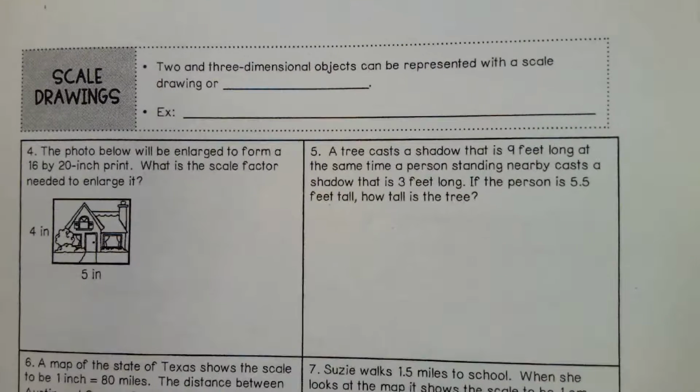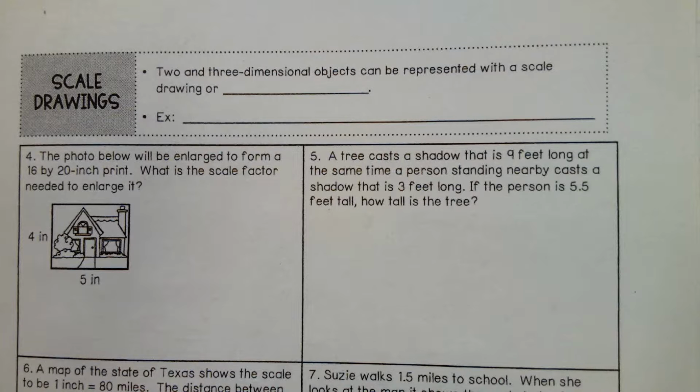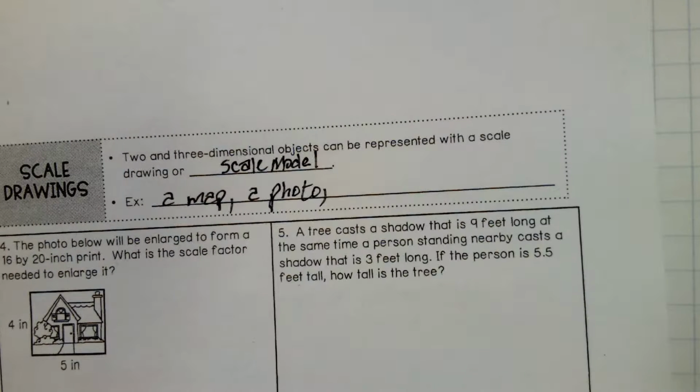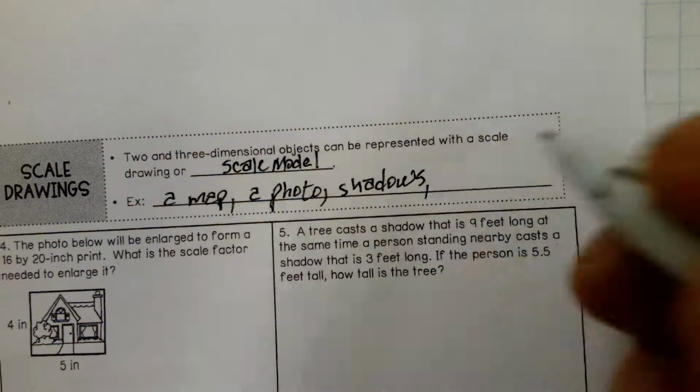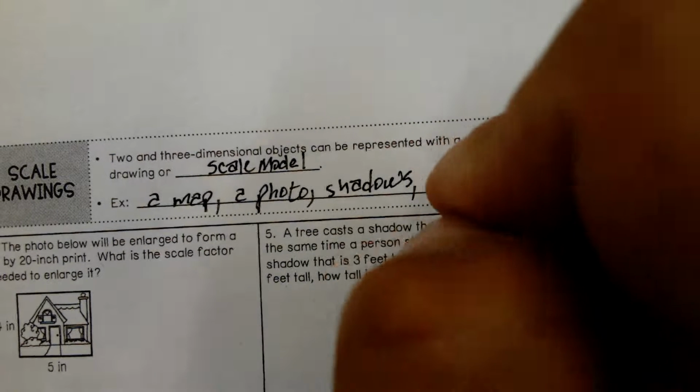Let's talk about scale drawings. 2 and 3 dimensional objects can be represented with scale drawings or what's called a scale model. So write the words scale model, please. To give you some examples, we could say a map. A map is a scale model. A photograph. A photo. Believe it or not, shadows. And then blueprints.